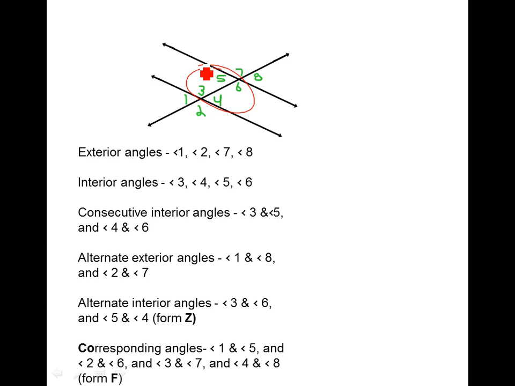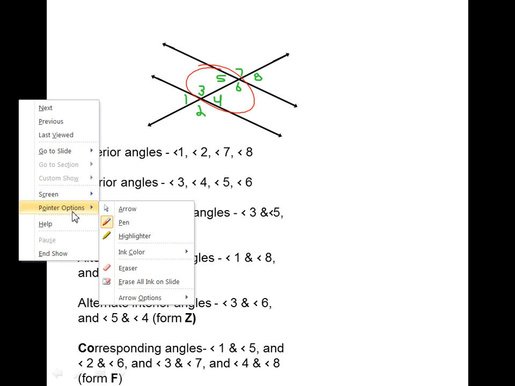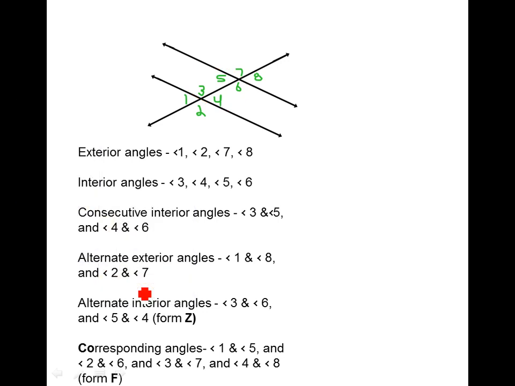4 and 6 are consecutive interior angles. Alternate exterior angles. First of all, to be alternate exterior angles, they both have to be exterior. So if I picked angle 1 out here, what angle would go with angle 1 to be an alternate exterior pair? Angle 8, because it's the opposite corner. Alternate. So then 2 goes with what? 7. And 3 would go with 6.